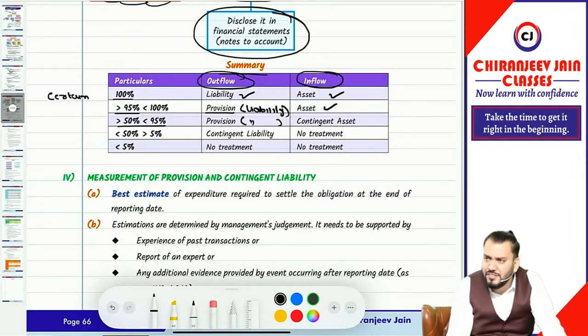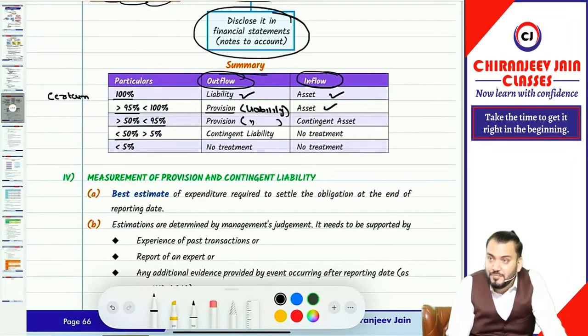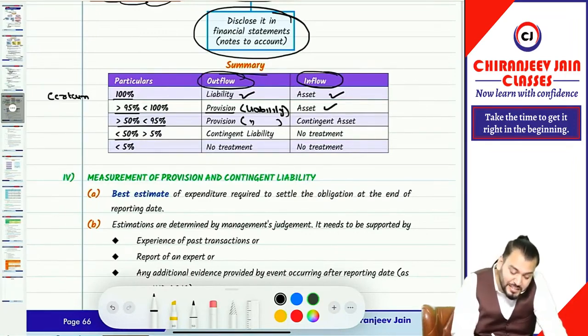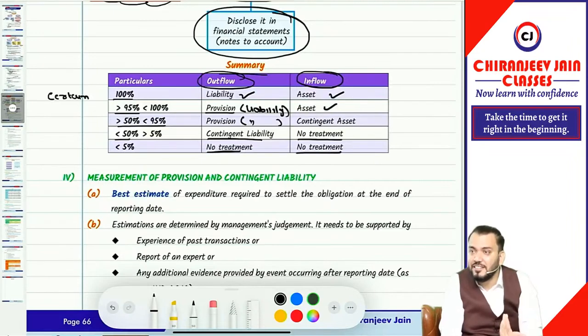Are we able to understand this point? Correct. When I say less than 50% but more than 5%, it is not probable. Then in this case it is a contingent liability, but in this case no treatment. And when I say remote, meaning less than 5%, in this case no treatment. I think this summary will give you a clear understanding. Have you understood this point?